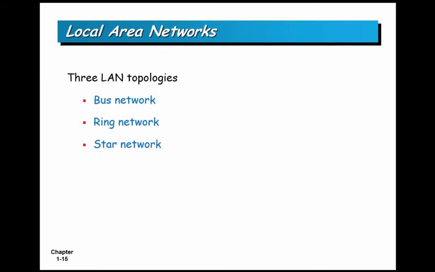We'll talk about three topologies. A topology is kind of a way or an architecture that you might set up a local area network. We'll talk about a bus network, a ring network, and a star network. Now, in the real world, you'll have combinations of these. It's not as simple and differentiated as we're going to talk about them. But for our purposes, I think talking about them separately is enough.